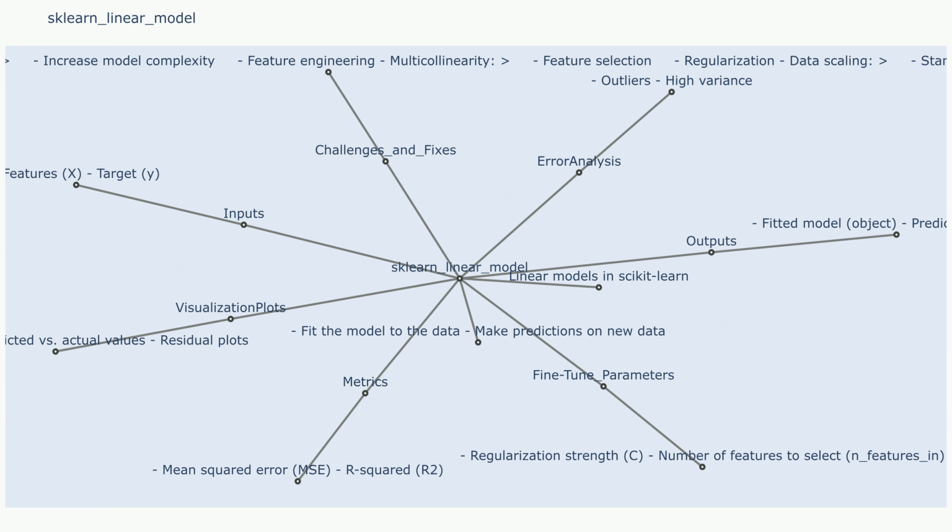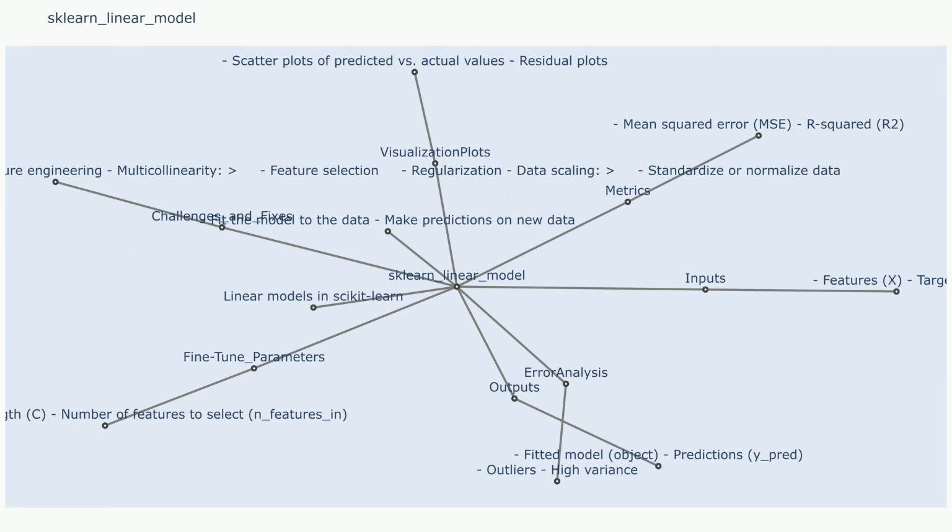Challenge 4: Nonlinear relationships. The relationship between features and target is not linear, resulting in inaccurate predictions. Sample use case that resulted in challenge 4: using a linear model to model a relationship that is best described by a polynomial or other nonlinear function.